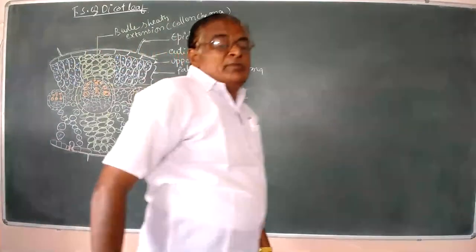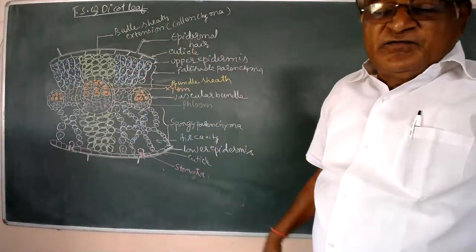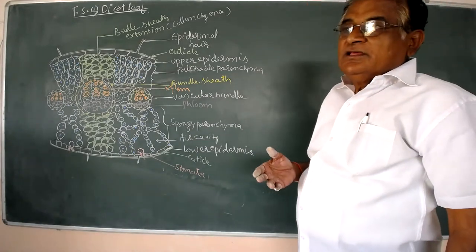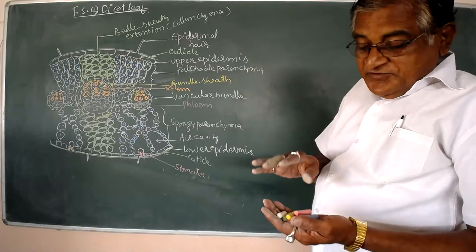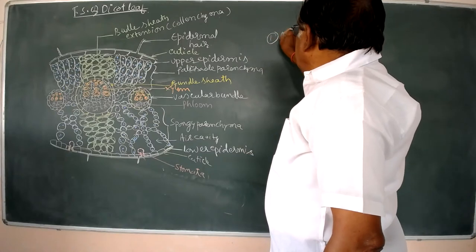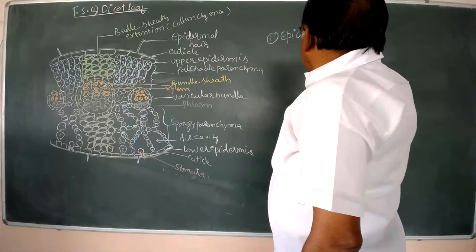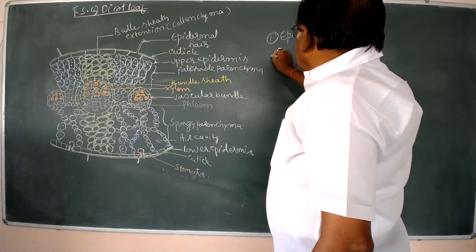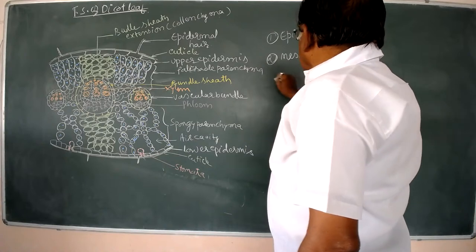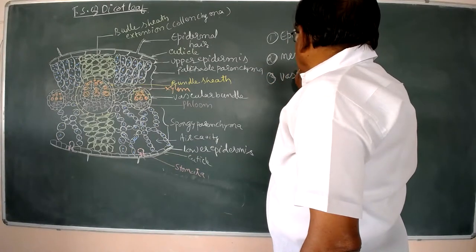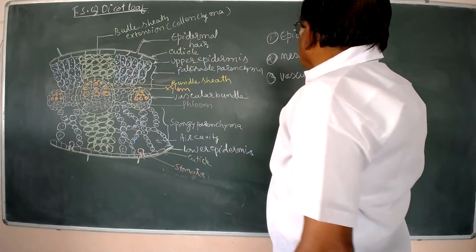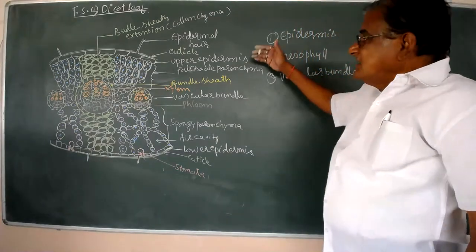Now coming to the anatomy of the dicot leaf. If you take the transverse section of the dicot leaf, you will find there are three different zones, or parts. The first one is epidermis. The second one is mesophyll. The third one is vascular bundle. So these are the three important parts.